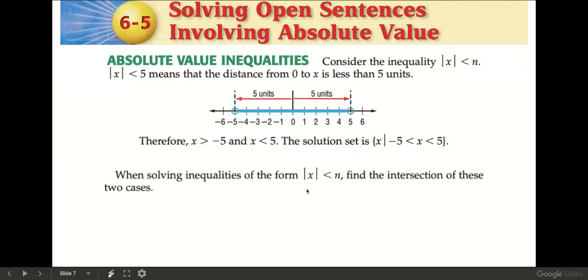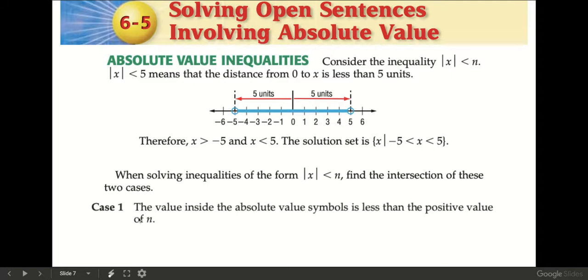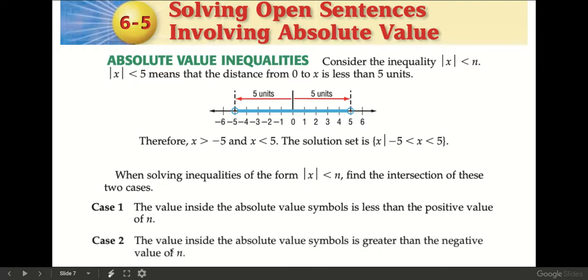When solving inequalities in the form of absolute value of x less than n, find the intersection of these two cases. In case one, the value inside the absolute value symbols is less than the positive value of n. In case two, the value inside the absolute value symbols is greater than the negative value of n, flipping the inequality symbol. So notice how we wrote both of those, one with the normal inequality, less than, and the positive, and then we flipped the inequality symbol to greater than and did the negative.